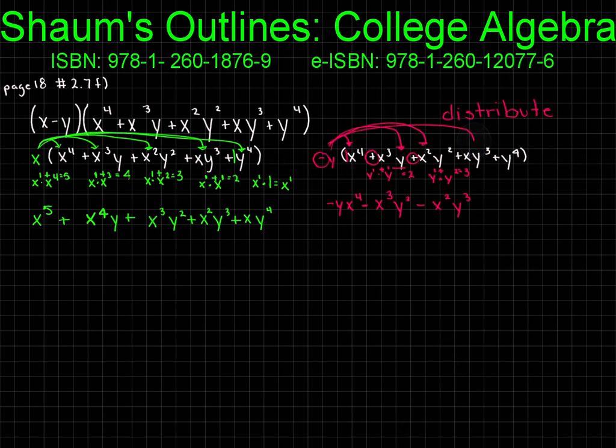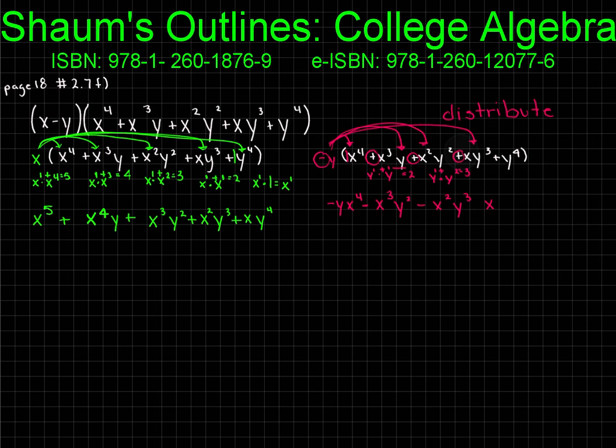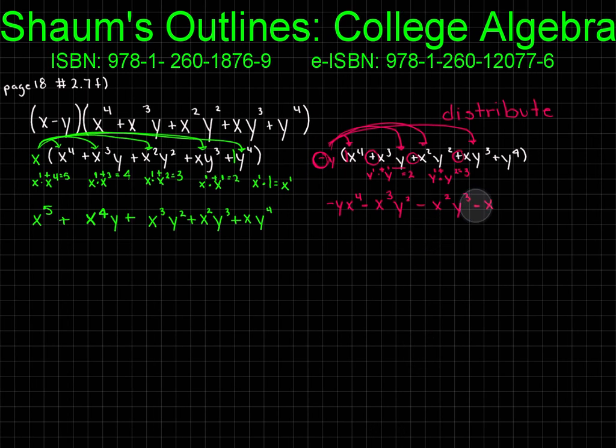Next, I keep my x again, and then again I have plus and minus. So my answer will be minus. And then I have y times y to the third. I add my imaginary 1, and I get 1 plus 3 equals 4. So I get y to the fourth.